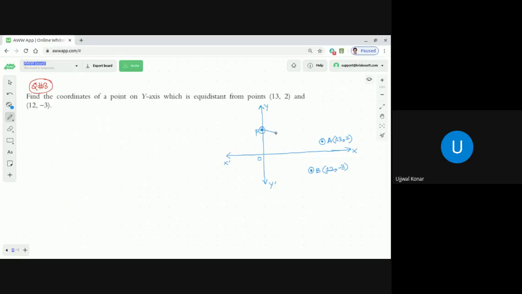Is the statement clear, Manishika, now? Yes, sir. Got it? So we need to find a point P on the y-axis such that PA equals PB, meaning the PA length should be equal to the PB length.